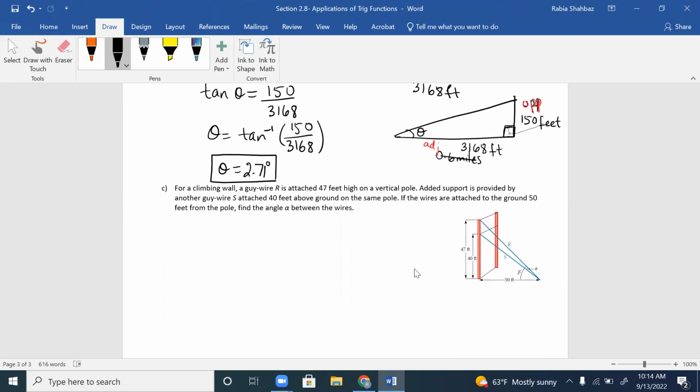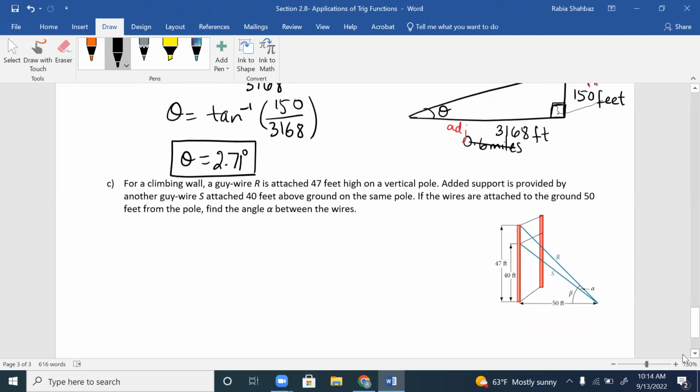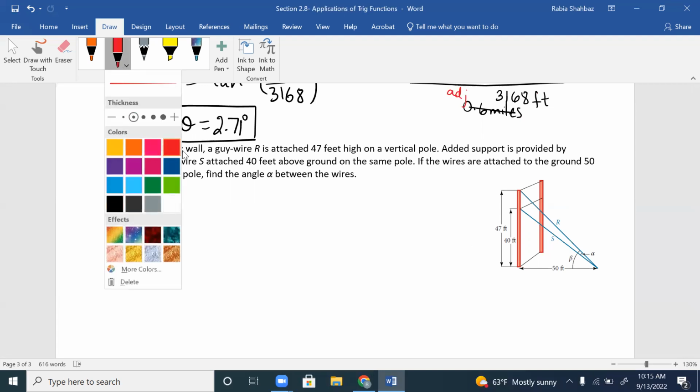Okay, so this is our last problem here. We're given for a climbing wall, a guy wire R is attached 47 feet high on a vertical pole. Added support is provided by another guy wire S attached 40 feet above ground on the same pole. If the wires are attached to the ground 50 feet from the pole, find the angle alpha between the wires.